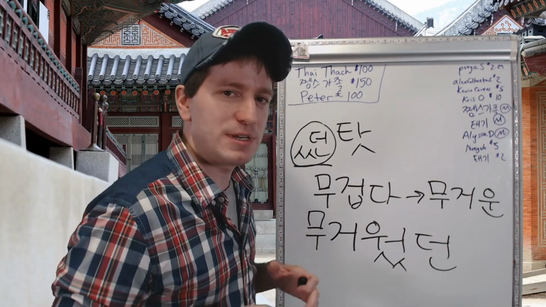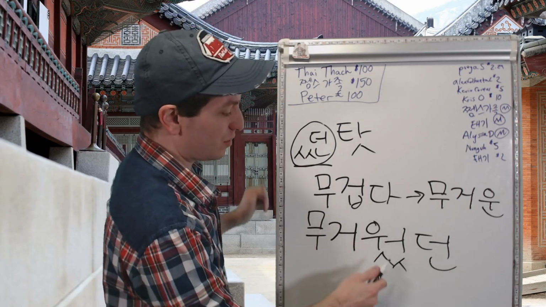Anytime you change a descriptive verb into an adjective in the past tense, you always get this sort of 던 followed by a noun.